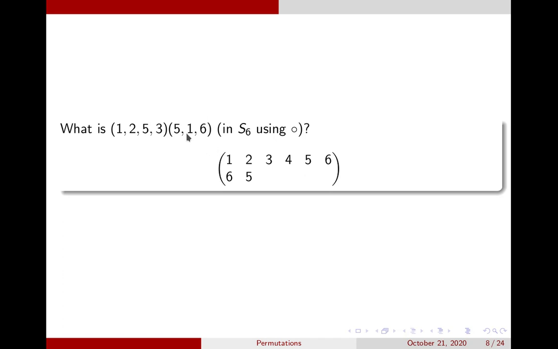The right cycle sends 3 to 3. And then the left cycle sends 3 to 1. The net effect is that 3 is sent to 1.